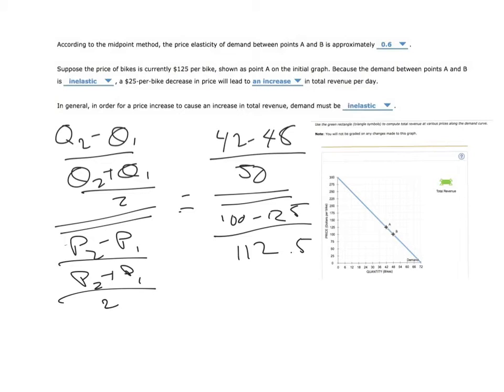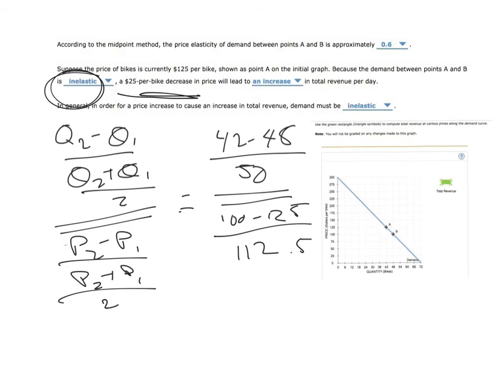And then this one, P2 minus P1, that's 100 minus 125. The midpoint is P2 plus P1 divided by 2. That's 100 plus 125, 225 divided by 2. Okay, that really is 112.5. Let's do that math. You come up with this answer, 0.6. That's inelastic. That means that people are not particularly sensitive to a change in price. They won't change the amount they purchase by very much. So that's inelastic. That means that they won't change how much they purchase.